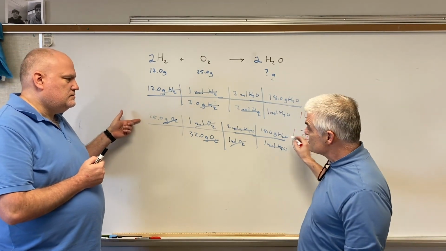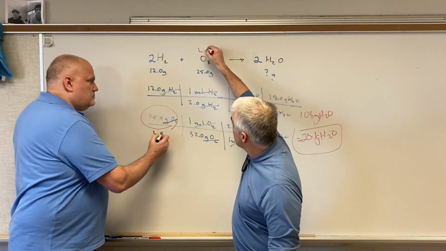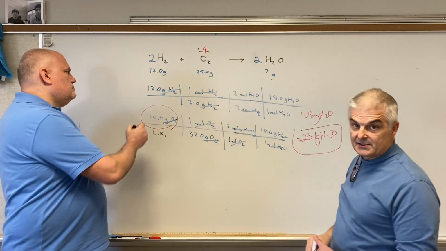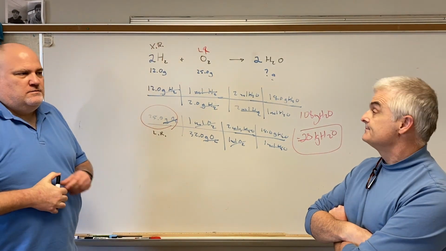But then the question, which is the limiting reactant? The one you ran out of first was the oxygen. So that makes the oxygen the limiting reactant. And then, of course, the other one that's left over is the one in excess. So that's the long way.